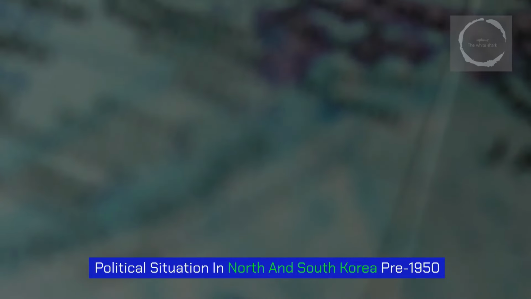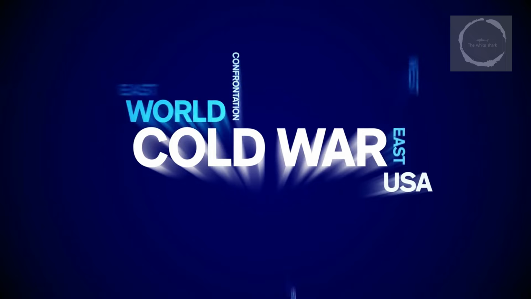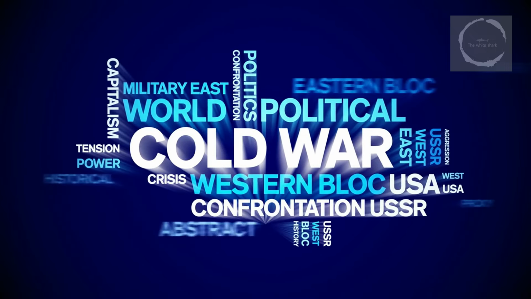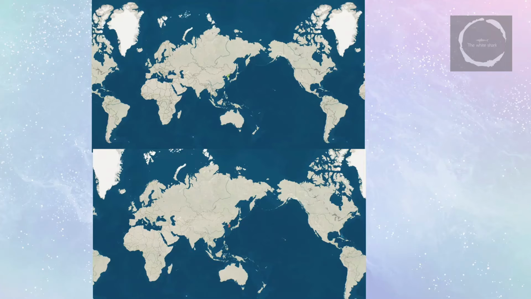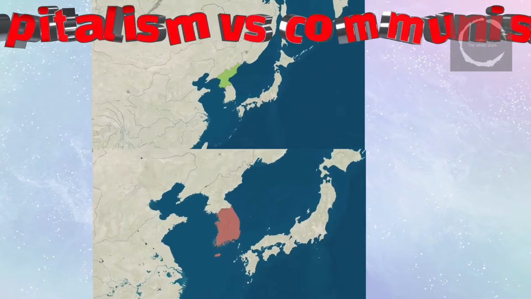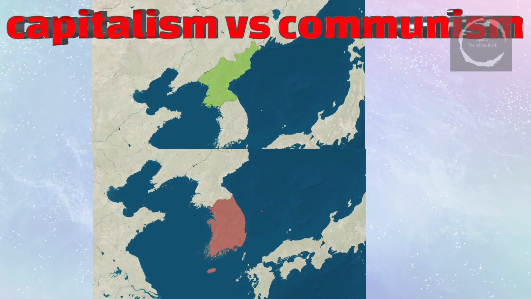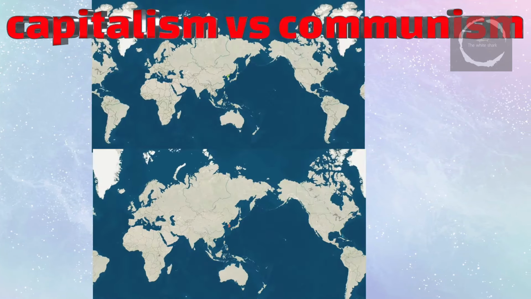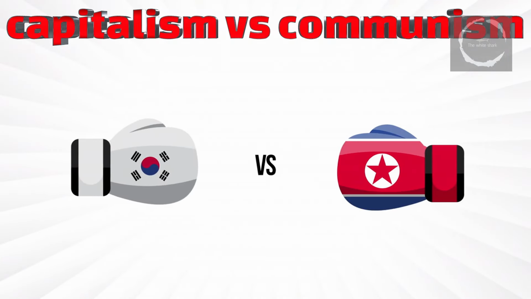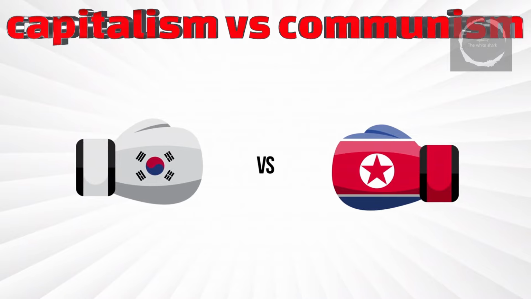Political situation in North and South Korea pre-1950. Following the division, North and South Korea embarked on dramatically different political paths. In the North, Kim Il-sung established a communist government with the support of the Soviet Union, while the South, under Syngman Rhee, adopted a capitalist and authoritarian government backed by the United States. Both governments asserted sovereignty over the entire peninsula, leading to heightened tension and frequent border skirmishes.